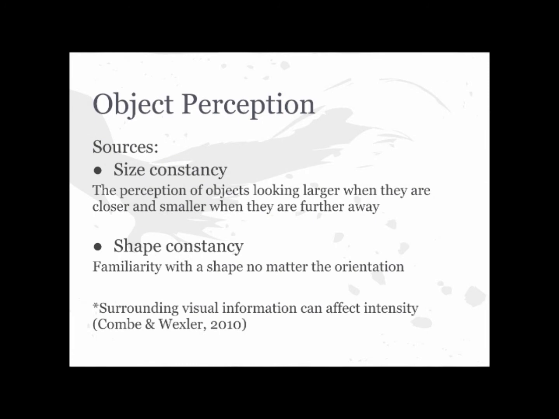Object perception is understood with size and shape constancy. Size constancy is the perception of objects looking larger when they are closer and looking smaller when they are further away. Shape constancy is the familiarity with the shape no matter the orientation. Combe and Wechsler make the important point as well that one must use additional surrounding visual information in order to understand depth, and that the surrounding information can be altered to emphasize or inhibit size and shape constancy.